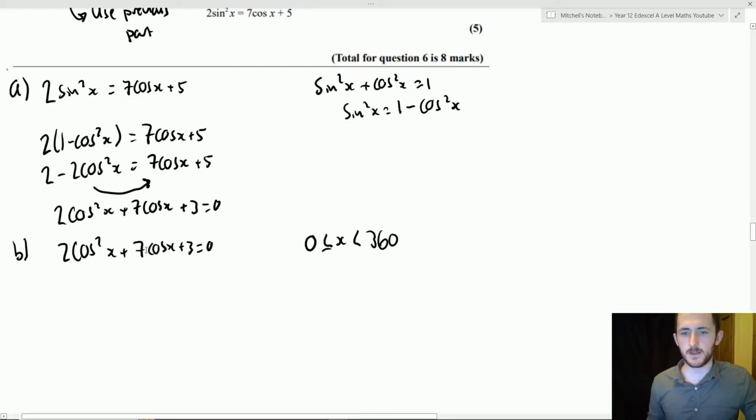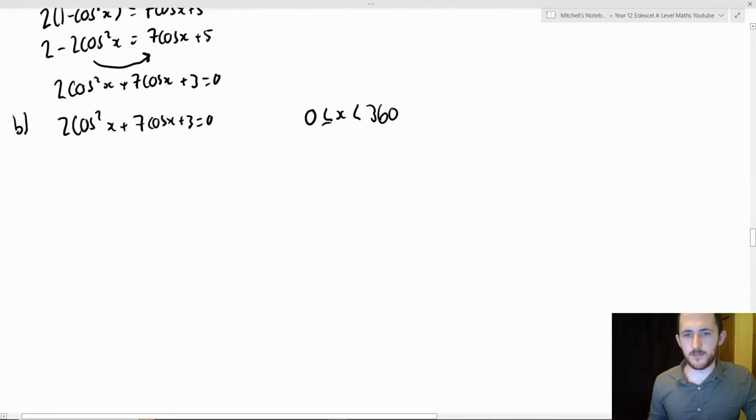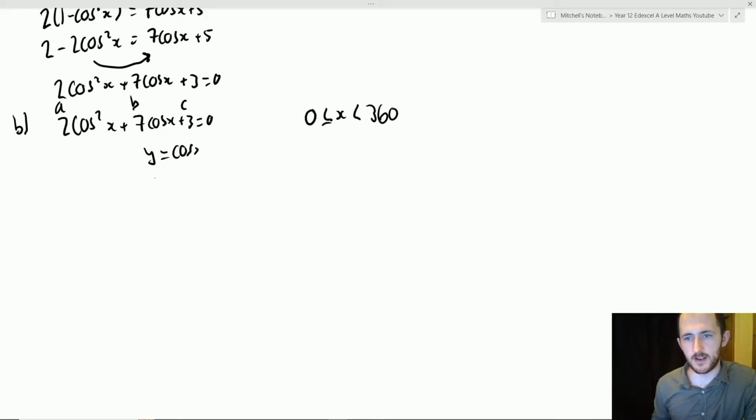Okay? So, why have they done that? Well, if we have a look at this cos squared x and this cos x, it looks like a quadratic equation. Okay, so I'm basically solving a quadratic equation where a is the number in front of this, b and c. So we can even say y equals cos x and solve it like that. If that makes it easier for you, you can rewrite the whole thing as 2y squared plus 7y plus 3.